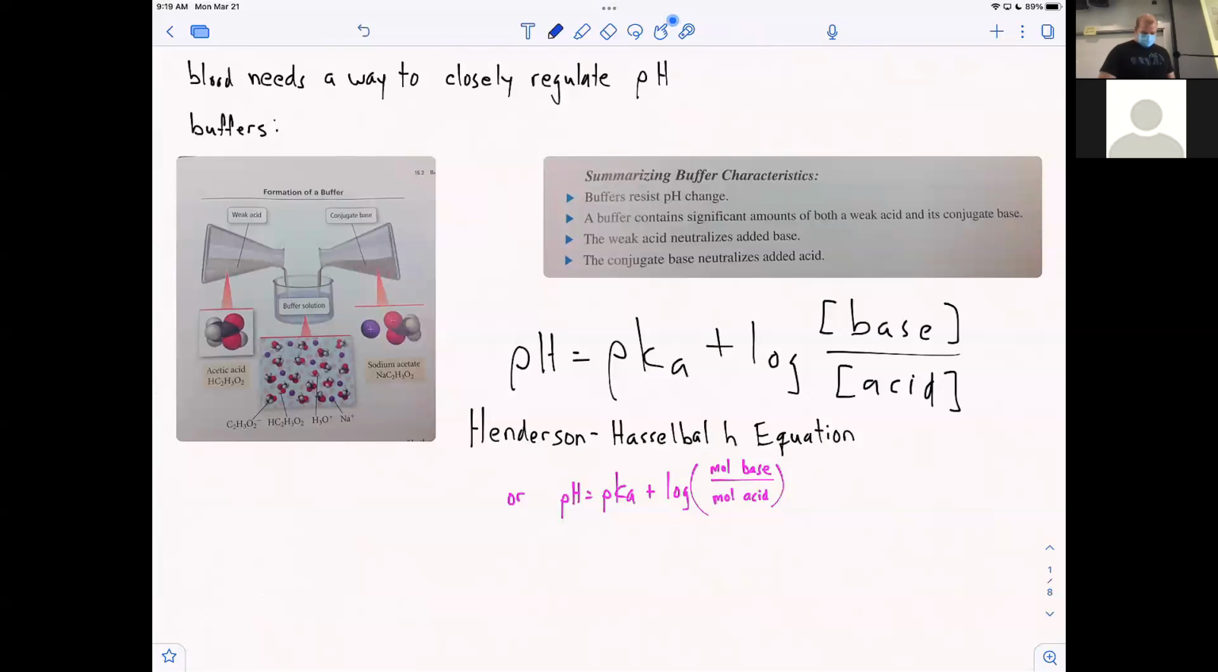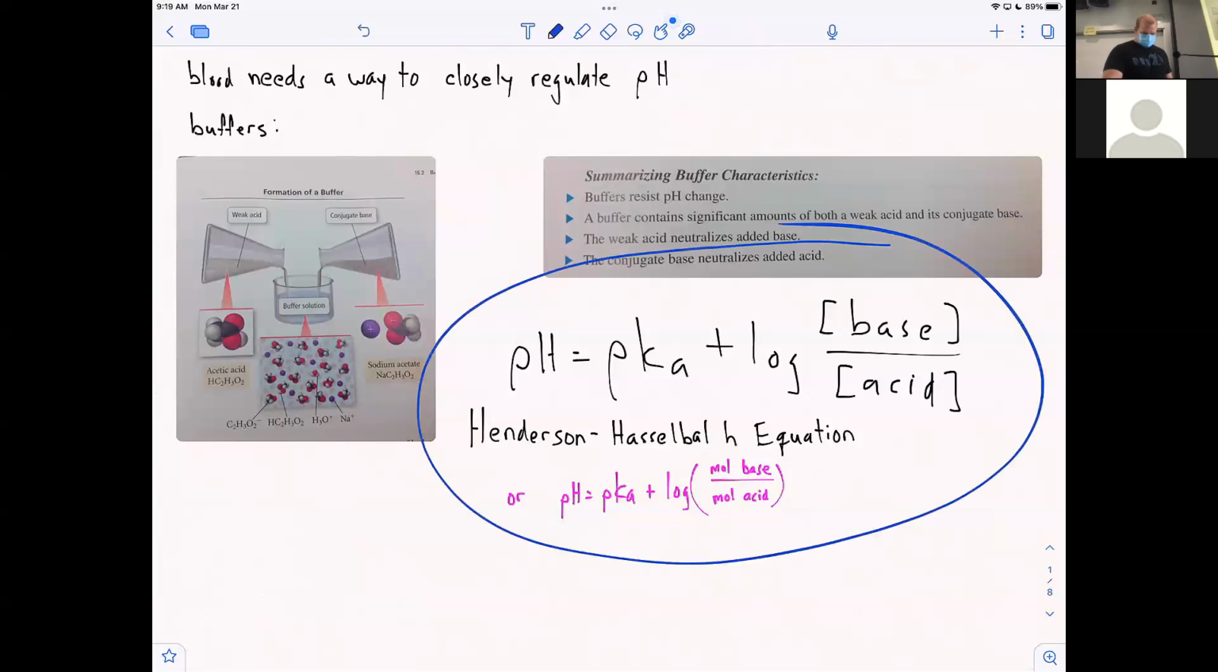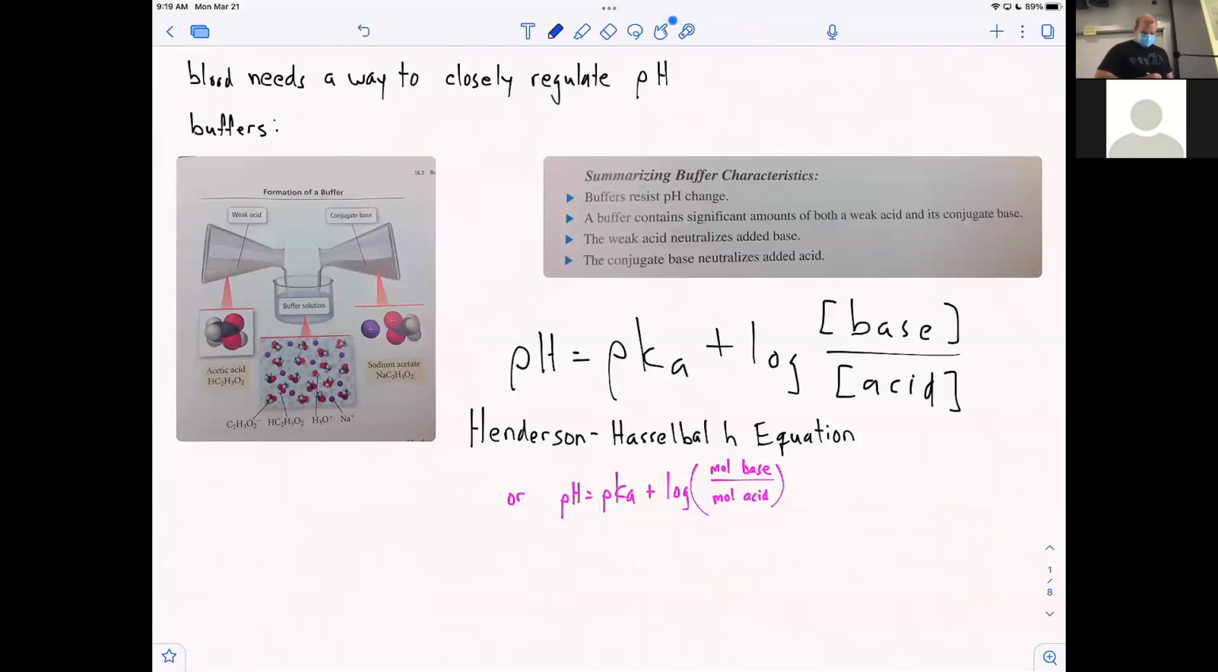This equation is, I think, the second most important thing you can learn in this class. I think the most important thing is actually Le Chatelier's principle, that the equilibrium shifts. So remember that concept.